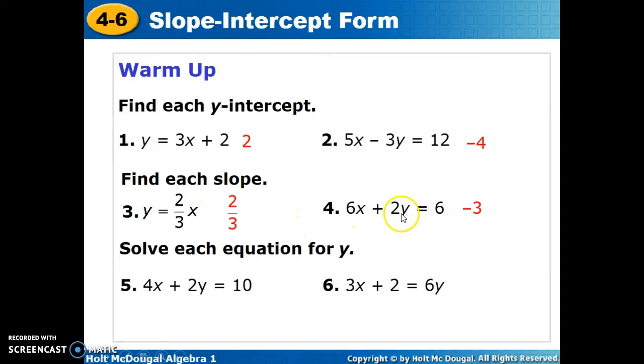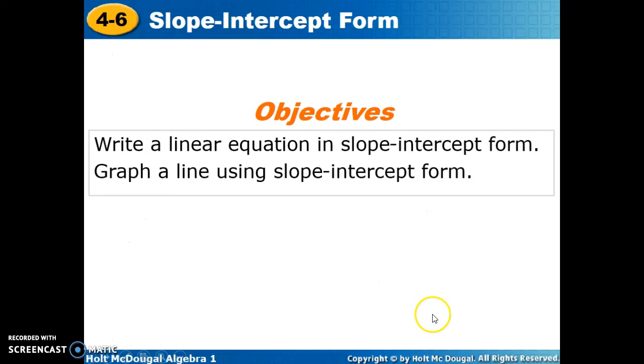Over here, in this case, we have to solve for y first. Notice this is in y equals mx form. This is direct variation. This one is standard form, and we need to isolate y. So we're going to subtract 6x and divide everything by 2. Solving for y, we subtract 4x from each side and divide by 2. Dividing everything by 6, we get 3 over 6, or 1/2 x, and 2 over 6, 1/3.